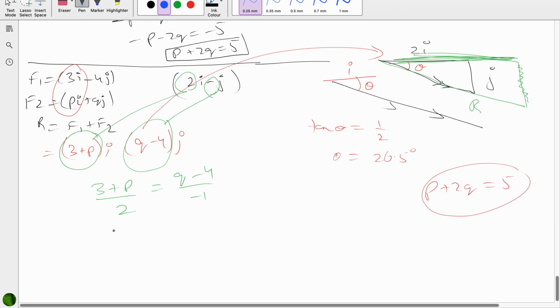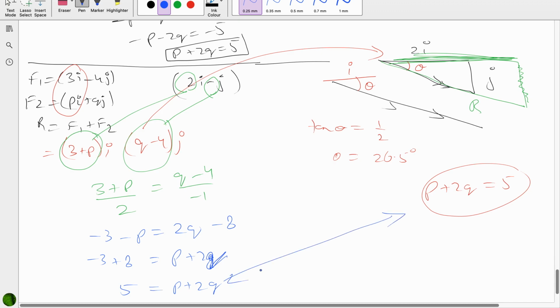Then cross multiply: minus 3 minus p is equal to 2q minus 8. Taking p to the other side and bringing 8 to the left-hand side gives minus 3 plus 8. So 5 is equal to p plus 2q. Got it?